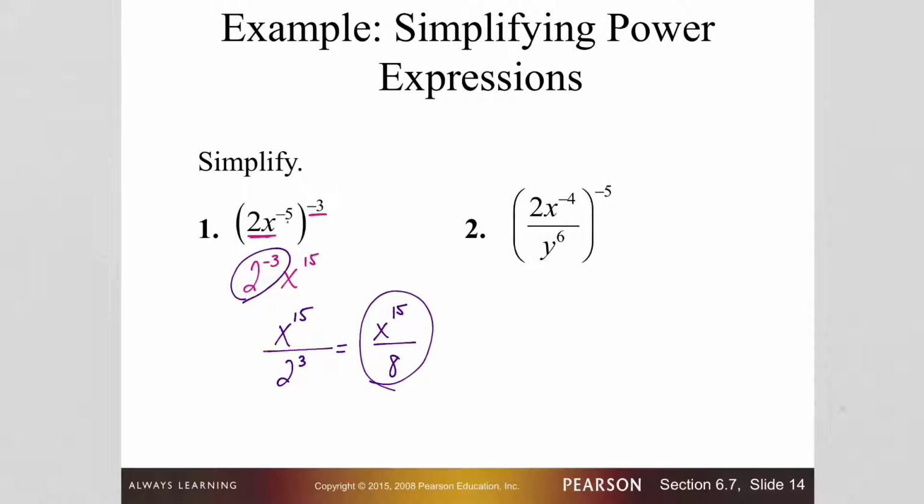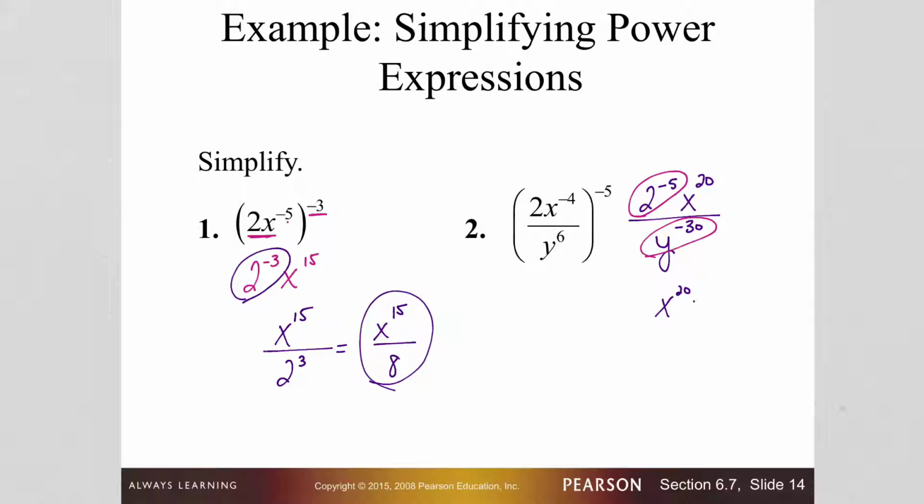Alright, so on number 2, I've got 2 to the negative 5th, x to the positive 20th, I multiplied those together, and then I've got y to the negative 30th. Now, I'm going to circle the things that are unhappy with their location. This is unhappy, and this is unhappy. So I'm going to leave that x to the 20th on top in the numerator.